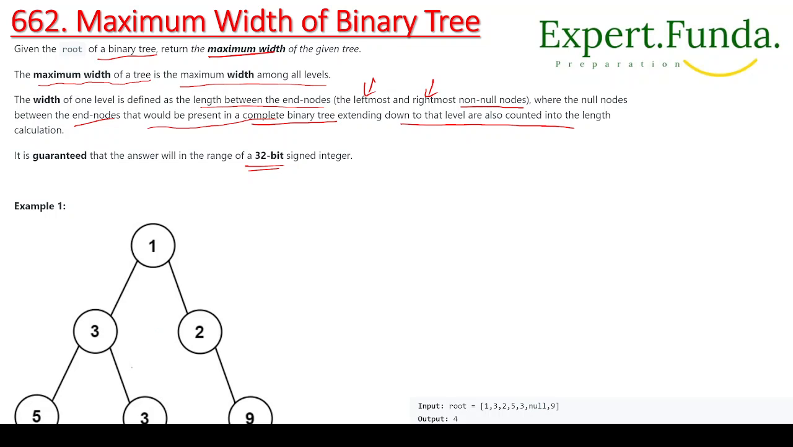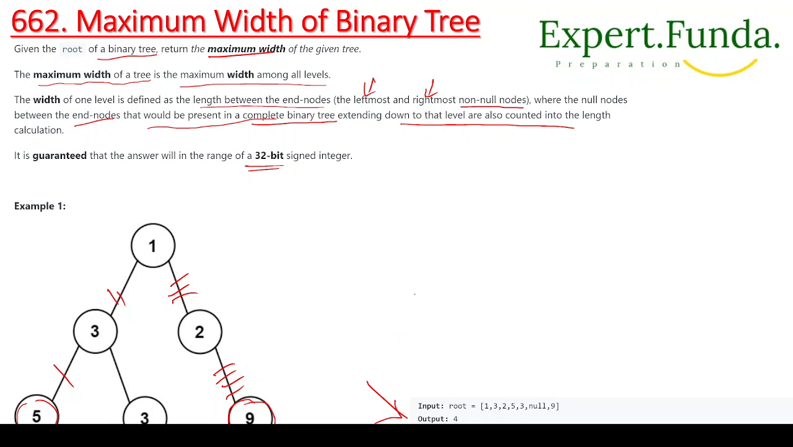So we have this complete binary tree given. To find the length, we look at the complete binary tree: the leftmost is this one and the rightmost is this one. If you see the distance, 1, 2, 3, and this is 4, so the total output we get is 4.